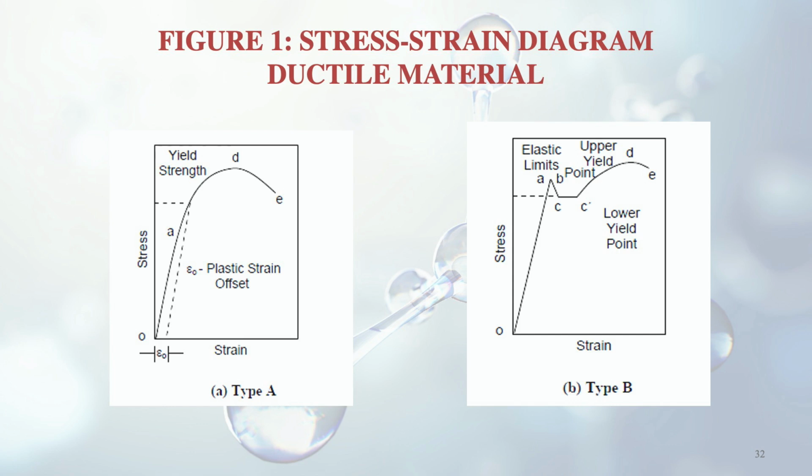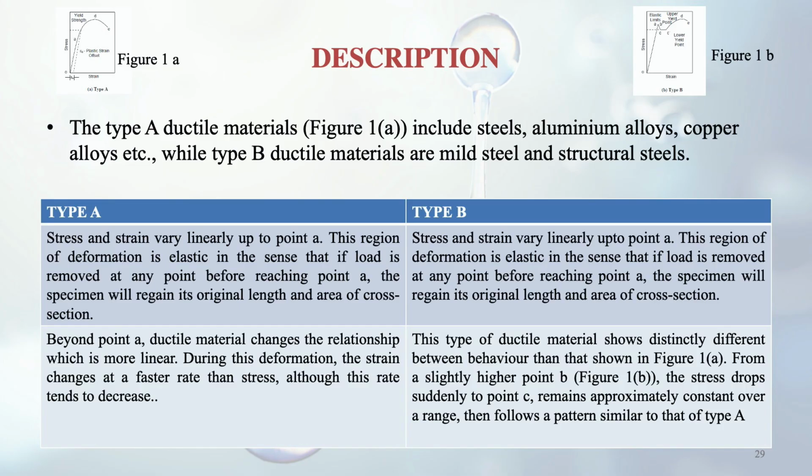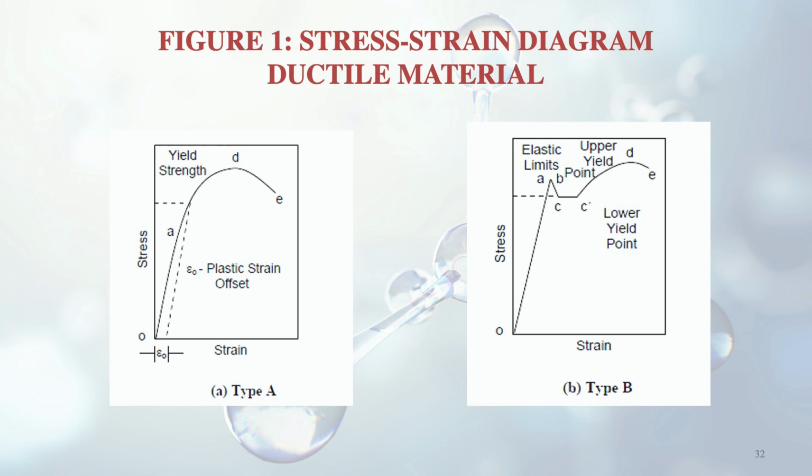Okay, so as I discussed before, the type A and the type B of ductile materials. Type A, again here it is given, steels, aluminium alloys, copper alloys, etc. And type B are mild steel and structural steels. So the details which I have explained here are again given: stress and strain vary linearly up to point A in both cases, type A as well as B. This region of deformation is elastic in the sense that if load is removed at any point before reaching point A, the specimen will regain its original length and area of cross section. And this is happening for both the materials, type A as well as type B.